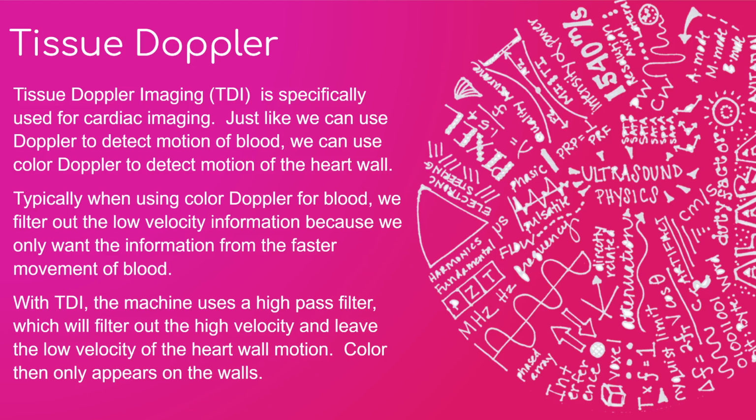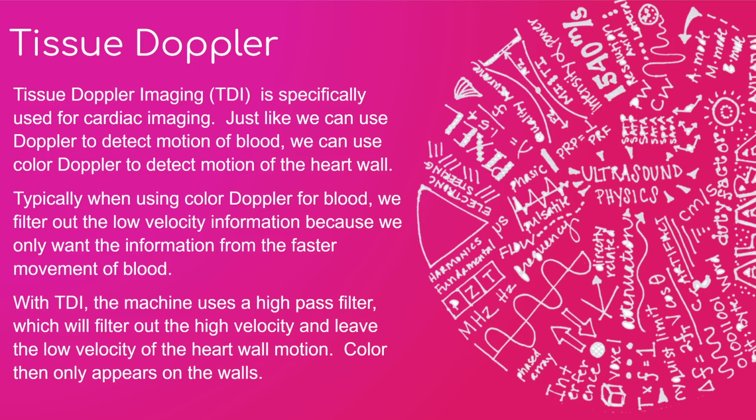And so we use a low pass filter to get rid of all those low velocities that we don't want that information from. That's why we don't get color that goes onto the walls. We don't get color that goes into the vessel walls. And all we see then is the color moving through the vessel. Well, tissue Doppler goes the opposite direction. It uses a high pass filter, which filters out all of the high velocities and then only displays those really, really, really low velocities like those found in the motion of the heart.